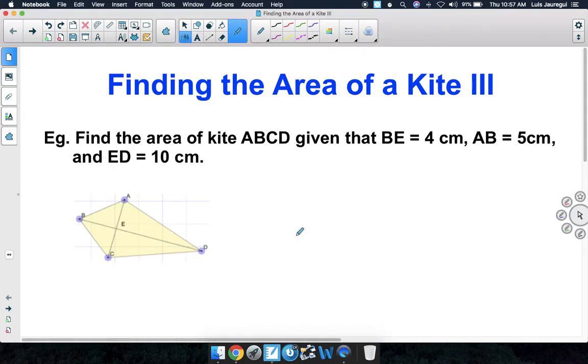Welcome. In this video, we'll be finding the area of a kite, part 3. Let's take a look at our example.